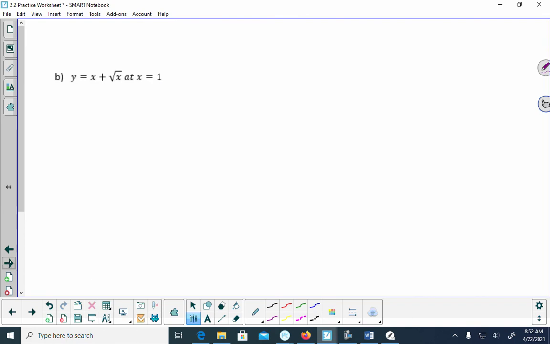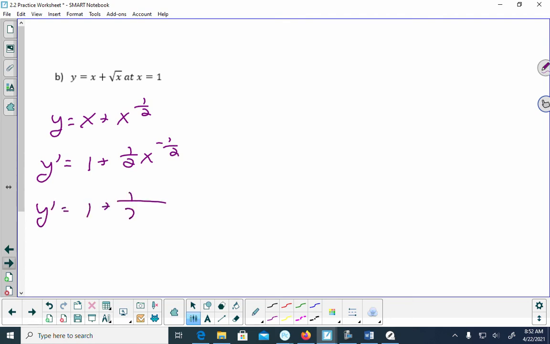For B, doing the same thing, I want to find the slope of the function at the indicated point, so I'm going to find the derivative. Before I do that, I'm going to rewrite that as x to the 1/2 power. So when I find the derivative, that's going to be 1 plus 1/2 x to negative 1/2 power, writing it with positive exponents, 2 over x to the 1/2. So there's my derivative. And now it wants me to find the derivative at the indicated point, which was x is equal to 1. So substituting 1 in.